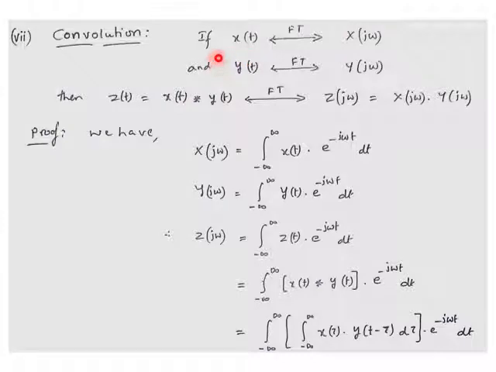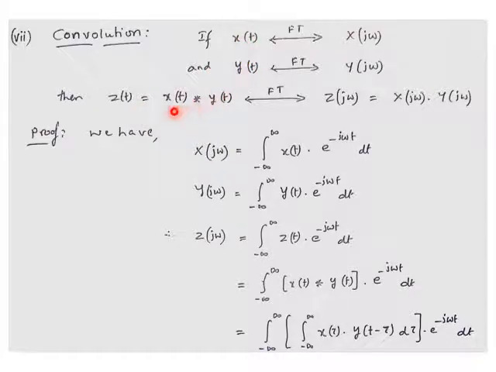It says if x of t, if I do Fourier transform, I will get Fourier transform as x of j omega. If I have another kind of continuous time signal y of t, if I do Fourier transform for y of t, I'll get the Fourier transform of that as y of j omega. There are two signals basically. It's Fourier transform, and the proof, what I need to understand, is the convolution of these two given continuous time signals.